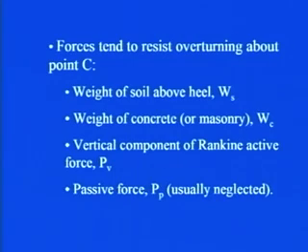Then forces which tend to resist overturning about the point C. They are the weight of the soil above the heel, that is Ws, the weight of concrete or masonry Wc, the vertical component of Rankine active force, and then the passive force. See, the magnitude of this passive force is quite small. That is why for all practical purposes it is neglected in the analysis. Obviously, by neglecting this we are erring on the safe side. That is why we can ignore this particular force.